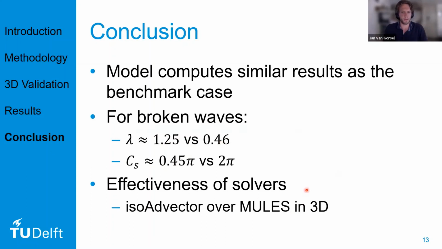Also the effectiveness of the solver. From these results, it seems like IsoAdvector is the preferred solver for a situation like this, being faster and better in predicting the forces on the structure. Are there any questions? Thank you.